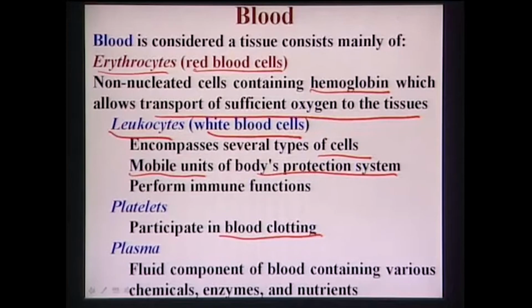Plasma you can consider like an ECM, extracellular matrix. Plasma is the fluid component of the blood, so it is a kind of matrix. For any tissue, there is a matrix where the different cells are aggregated together. For blood, it is the plasma, the fluid component containing various chemicals, enzymes and nutrients, which are essential for the survival of the cells contained in blood.